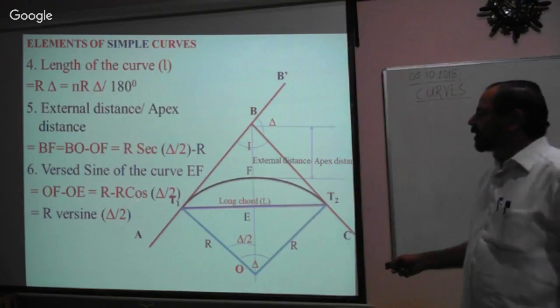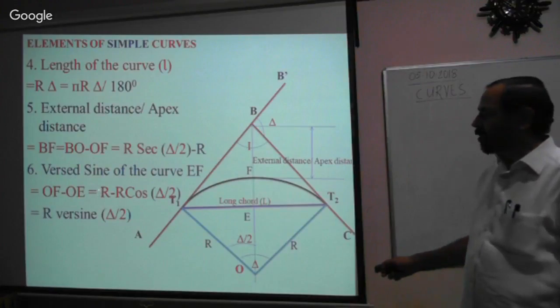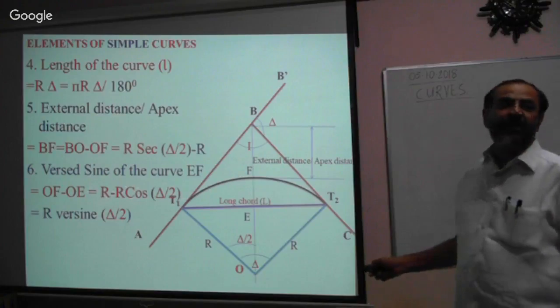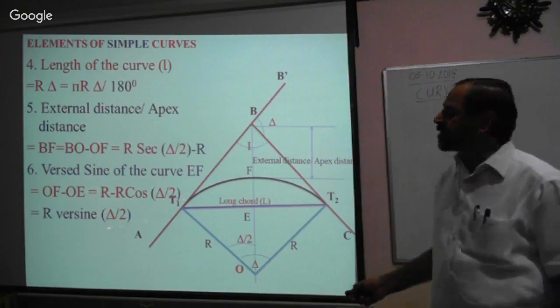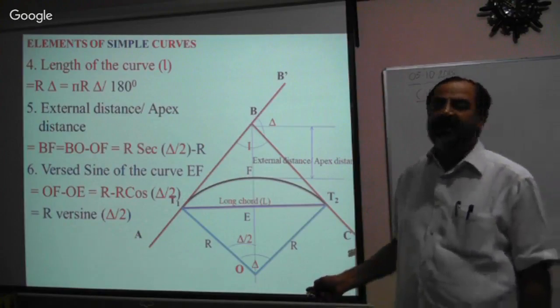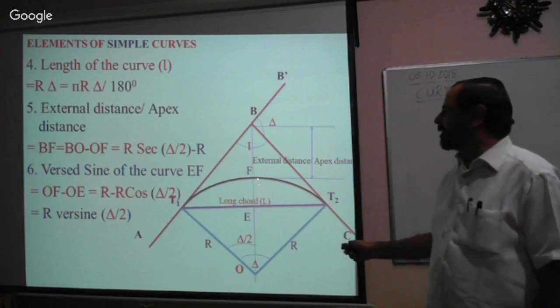Similarly, this is the versed sine EF. This is R; if you take R outside, it is R times (1 minus cos of delta by 2). Unity minus cos theta is called the versed sine. Now this is the distance between E and F. This is called the versed sine of the curve.